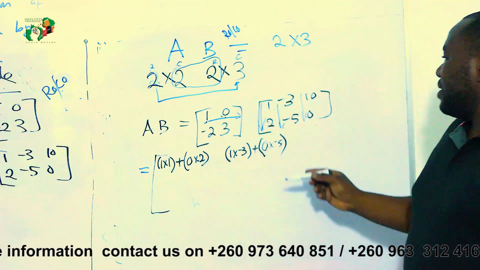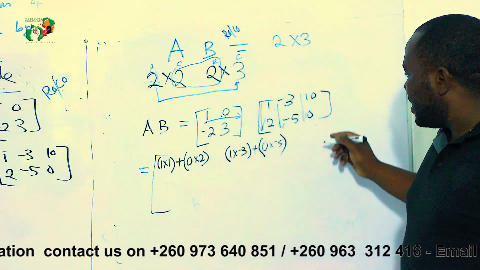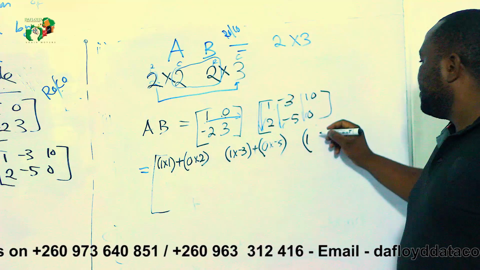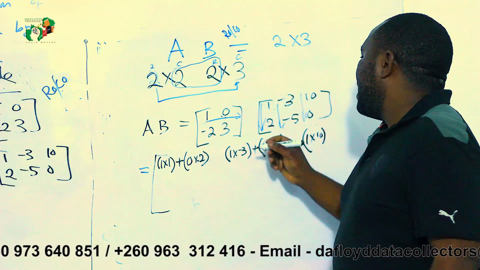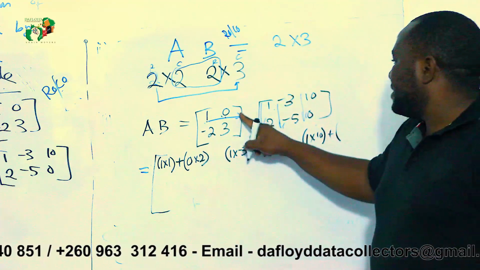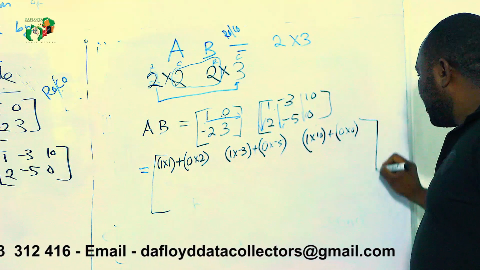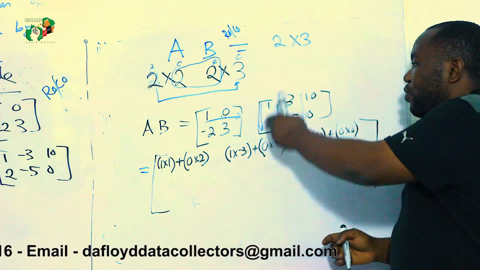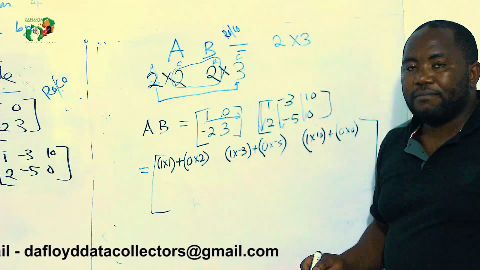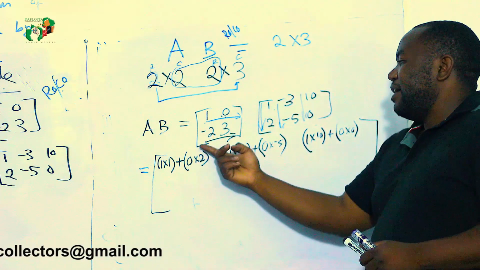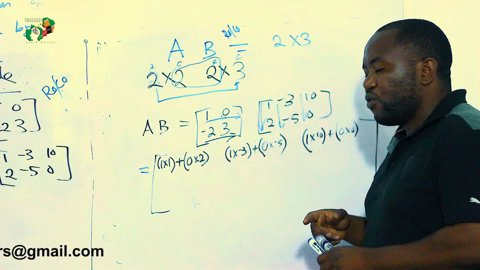Then we are remaining with this one. So this row has to go into the last column. So it will be 1 times 10. And then plus 0 times 0. Meaning this row has gone through every column. We do the same to the second row, which has to go in every column.